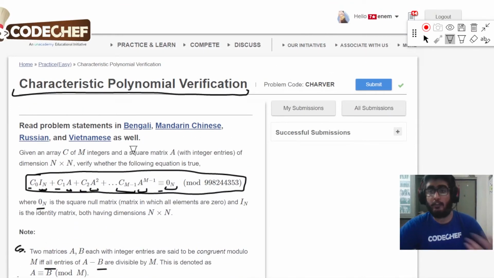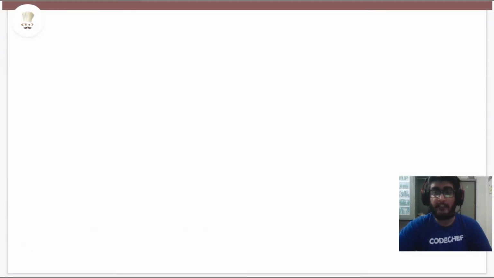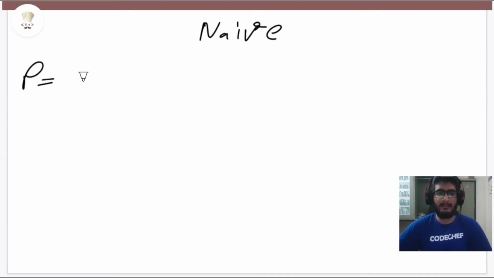So coming on to the solutions that you can come up with for this problem. First of all, you have the naive solution. In the naive solution, you would have to compute the whole left matrix. Let's call that matrix P. This matrix would be C0 into In. Multiplying C0 with the identity matrix would just take big O of n square time. So that is not that hard. Plus C1 into A, that is also going to take big O of n square time. Plus C2 into A square.